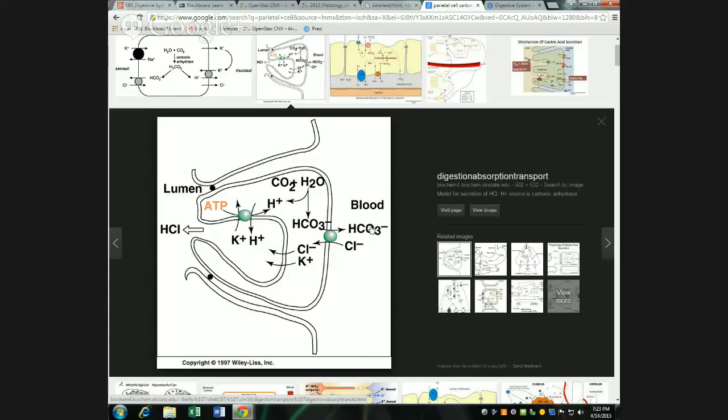Now the bicarbonate, when it leaves the cell, heads for the blood, which is going to need the bicarbonate to help buffer the pH of the blood. This is very similar to what we saw in the red blood cell last time.